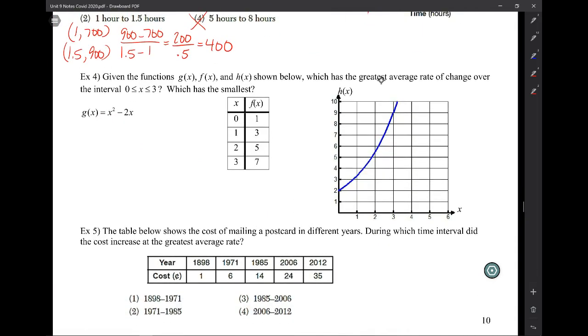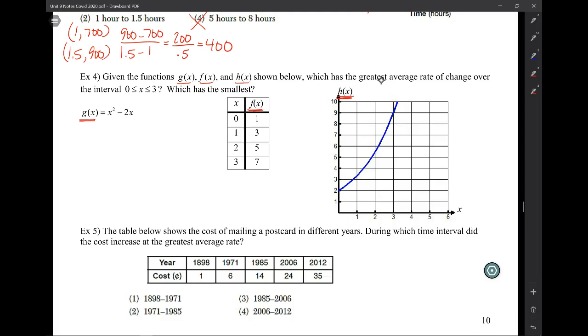Number 4 is comparing average rates of change. And this is actually where you will end up going when you get to Algebra 2. They love to compare average rates of change of different functions. So notice they are giving you 3 different functions, g, f, h. So here's g, here's f, here's h. And they are representing them in 3 different ways. G of x is an equation, f of x is a table, and h of x is a graph.